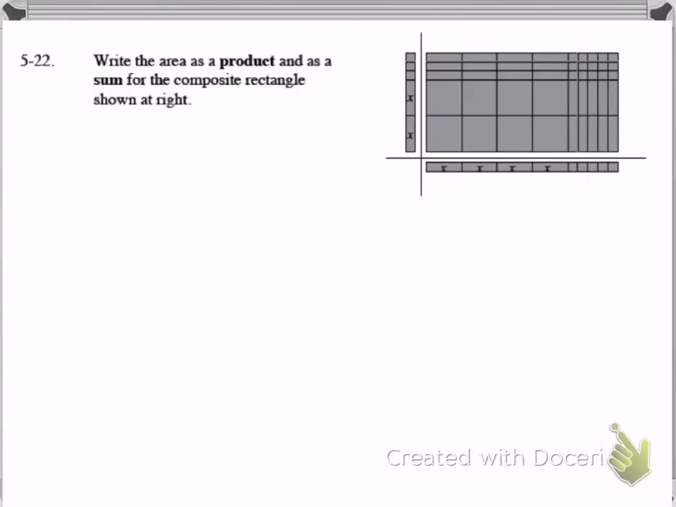Please take a look at the image off to the right and write down the product for this and also write down the sum for this rectangle. Please pause the video to give time for students to complete that task.